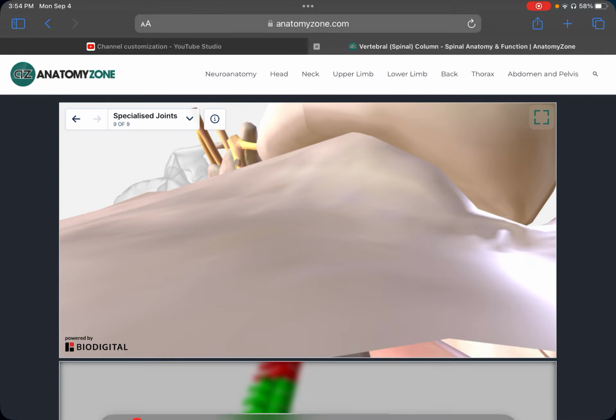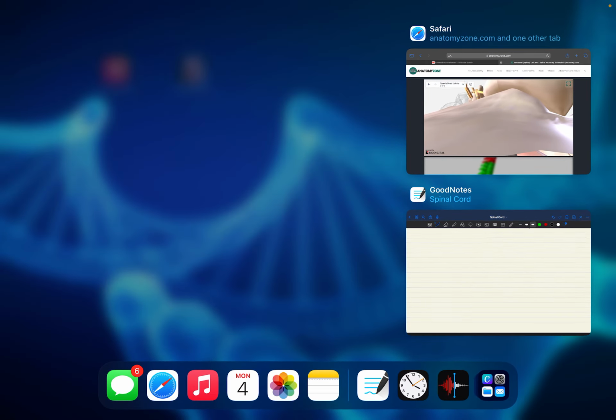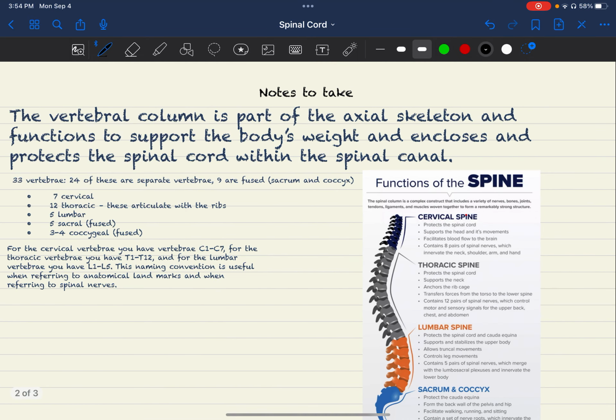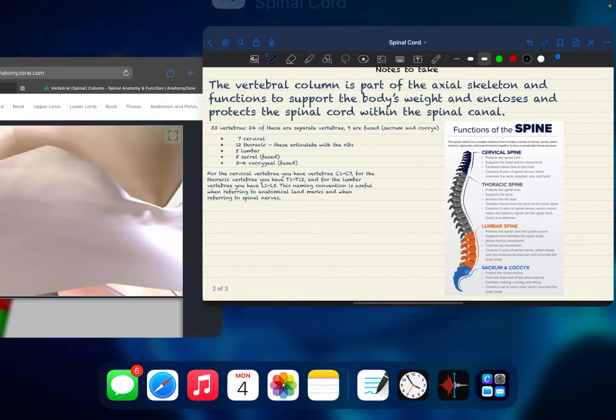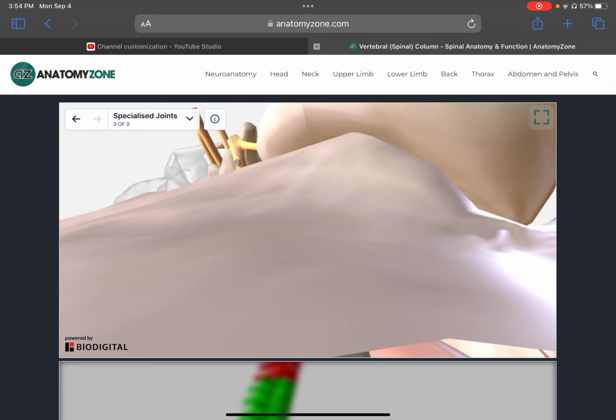So thank you to Biodigital 3D Anatomy Zone for the use of its website, very important. Also, it's very helpful because you get a better picture of what our spinal cord looks like. So here are some notes to take if you guys want to pause the video and write all this down. It's very important, but also write down all the things I said because it's very important once you're doing your midterm, final exams, or even just knowing it is very beneficial.